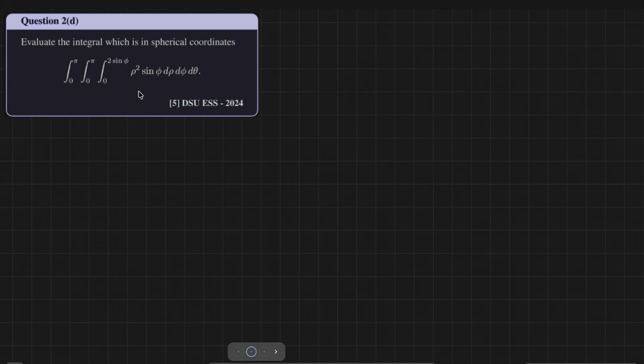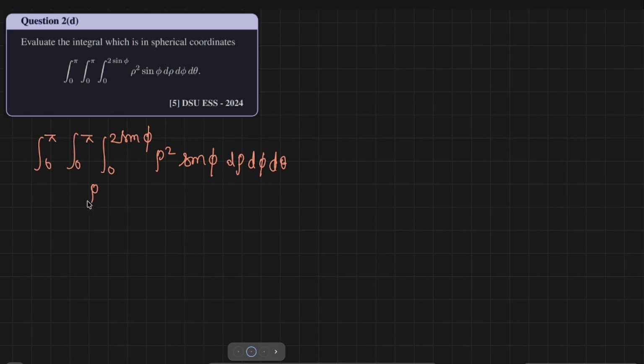But the change is that rho square is also there. So in this way, you have to proceed in the same manner, 0 to pi, 0 to pi, 0 to 2 sine phi. This is rho square sine phi, d rho, d phi, and d theta. The limit of rho, limit of phi, and limit of theta.